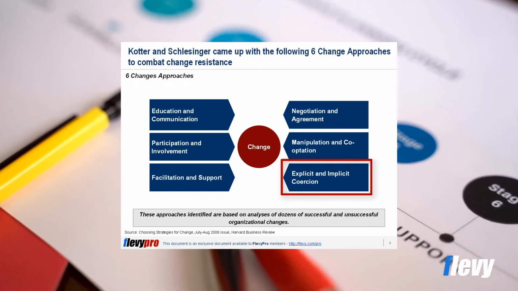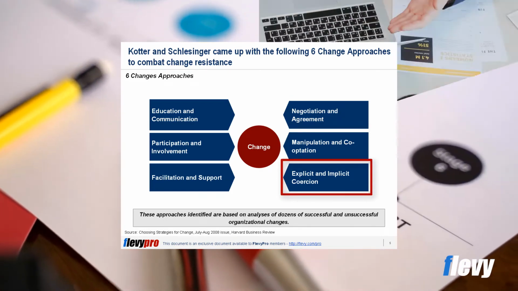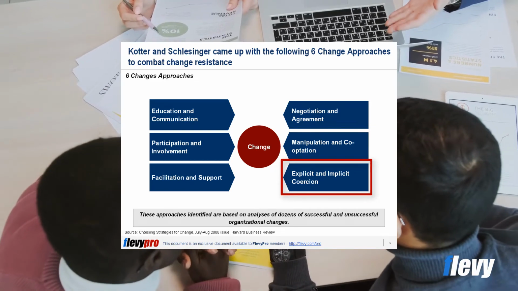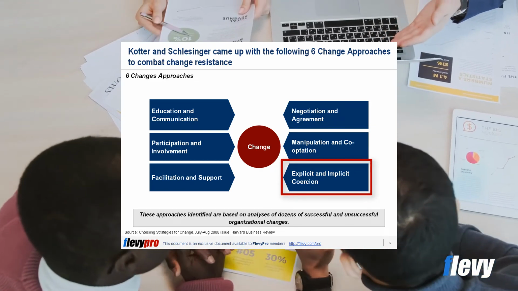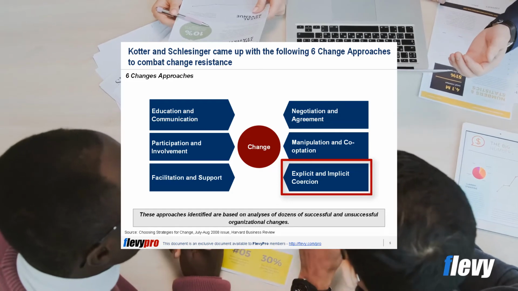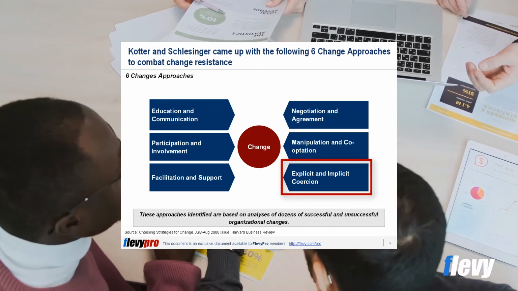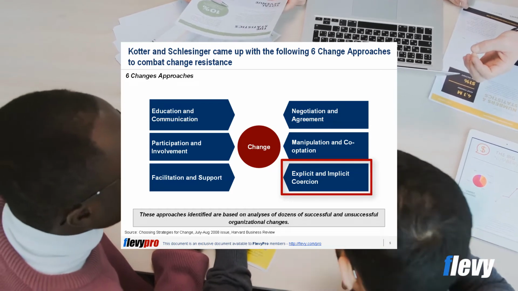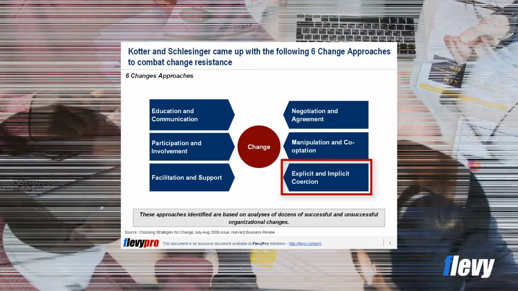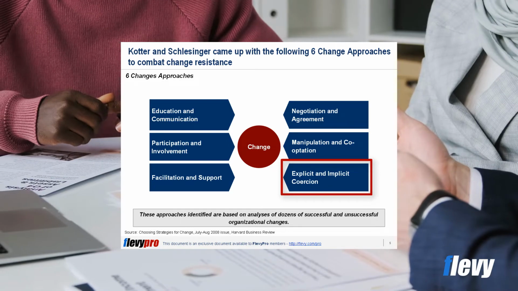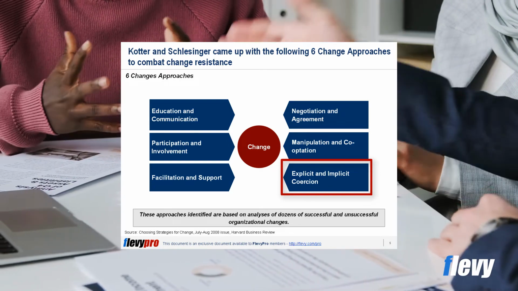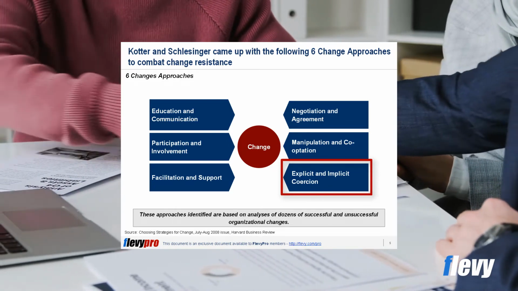The final approach is explicit and implicit coercion. As a last resort, coercion can be used. This should only be used if speed is essential. With this approach, managers can explicitly or implicitly force employees into accepting change by making clear that resistance to change can lead to negative outcomes, such as job losses, dismissals, employee transfers, or elimination of promotions.